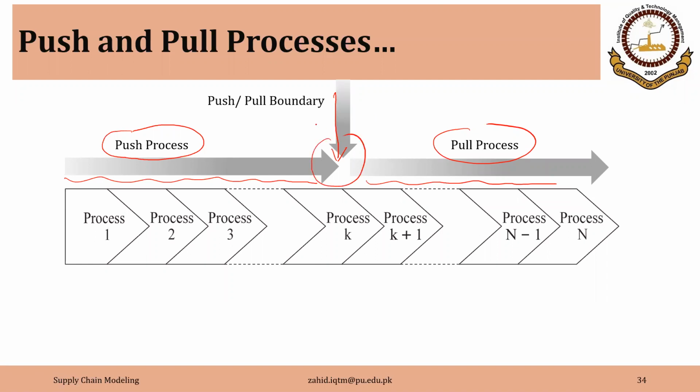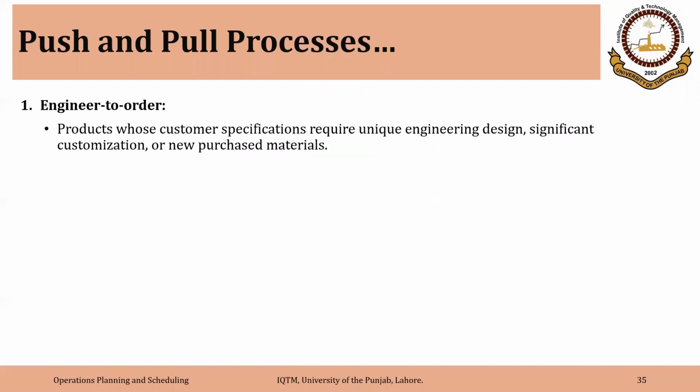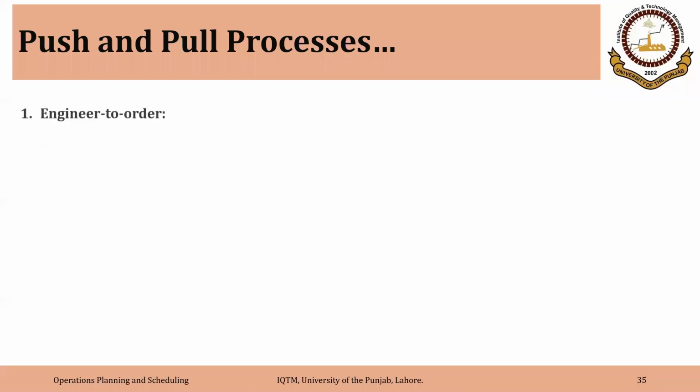The push-pull boundary separates the push processes and pull processes, and the position of this boundary actually determines the type of process based on customer order. So this is where we receive customer order and then perform certain activities. These are the pull activities. The position of this push-pull boundary varies from organization to organization. This is where customer order arrives, the push-pull boundary. Based on this, we have four types of processes based on the position of the push-pull boundary.